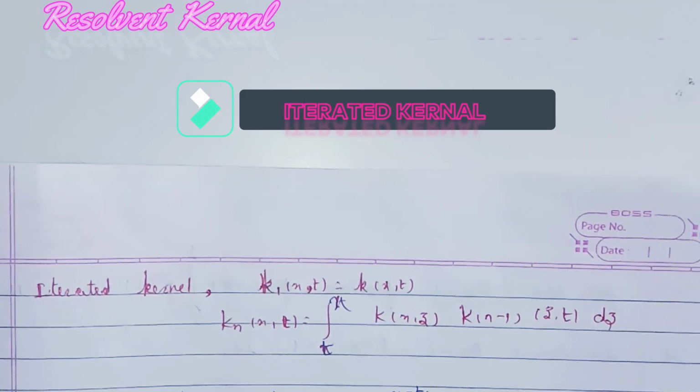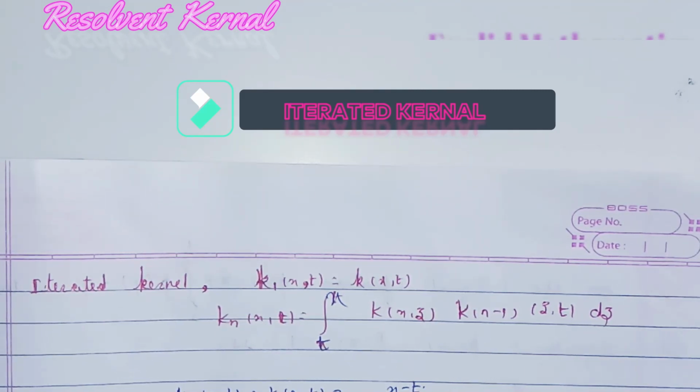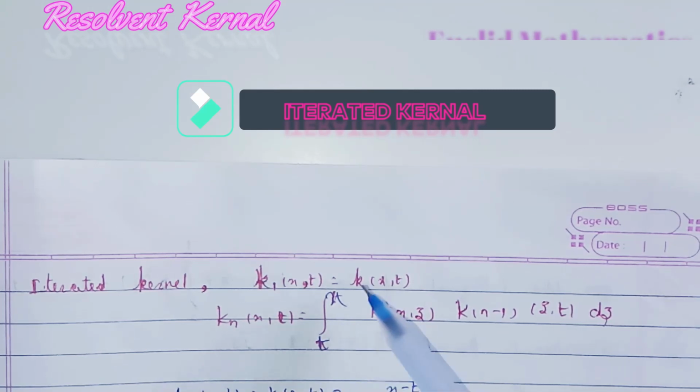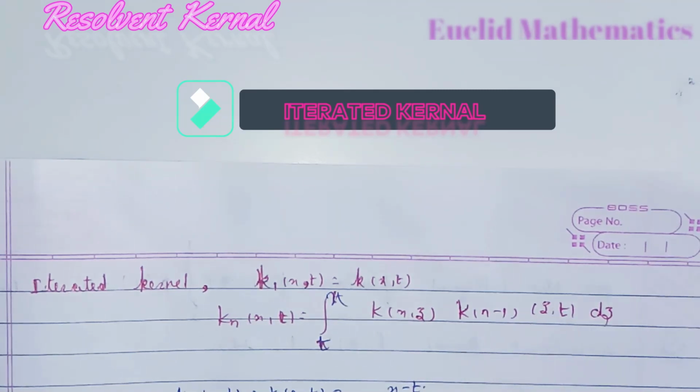Here the iterated kernel is given, K1(x,t) and K(x,t). We want the iterated kernel. For finding the iterated kernel we use these results: K1(x,t) is equal to K(x,t), and Kn(x,t) is equal to the integral from t to x of K(x,z) K(n-1)(z,t) dz. We already learned it in the previous lecture. We are going to solve some previous year questions from competitive exams, depending on the iterated kernel topic.